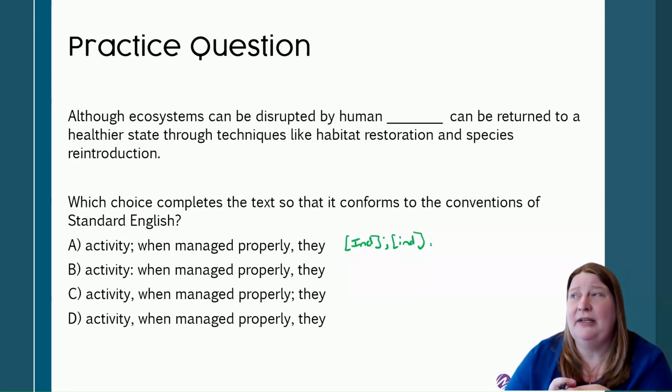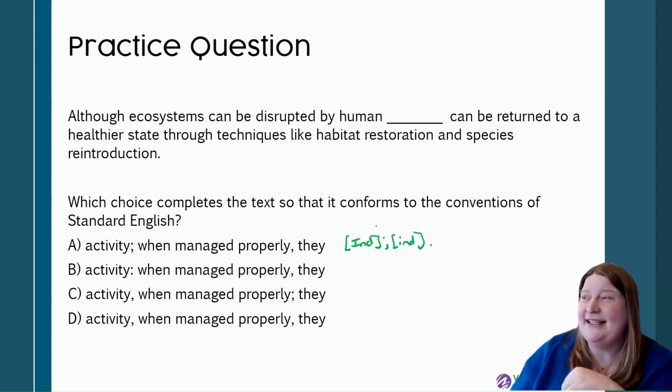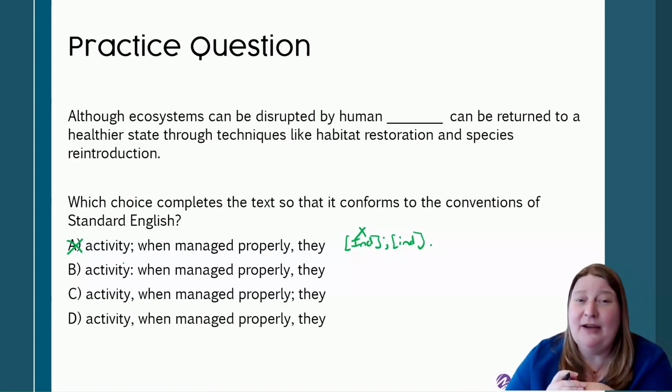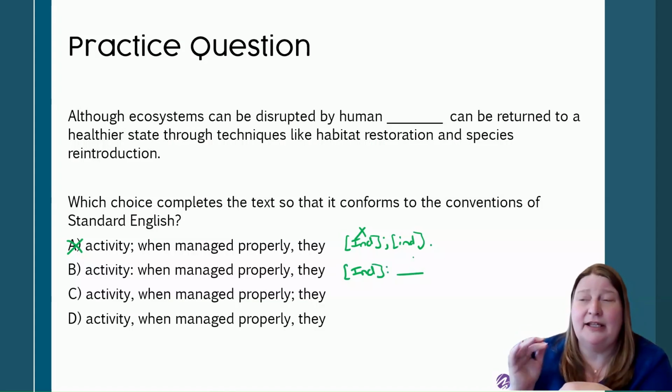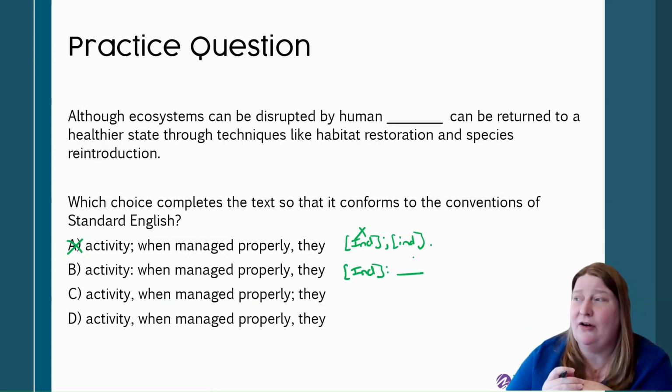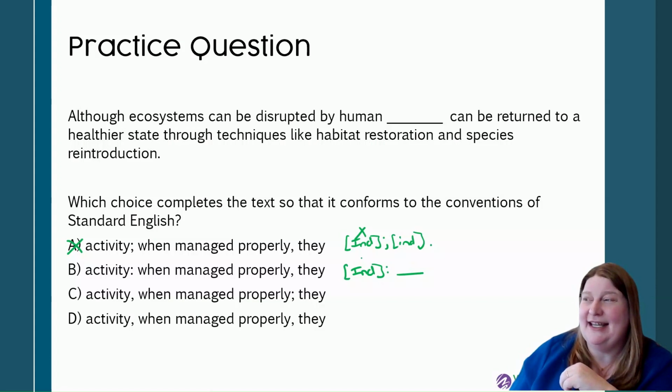"Although ecosystems can be disrupted by human activity." That's not an independent clause. That's a sentence introduction. So A is not correct. And B, well, a colon works the same way. You need to have an independent clause, and you don't always have to have a second independent clause, but you definitely need that first one before a colon. And if it didn't work for the semicolon test, it's not going to work for the colon test either. Let's get rid of B.